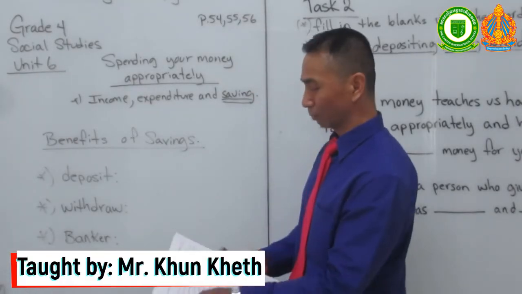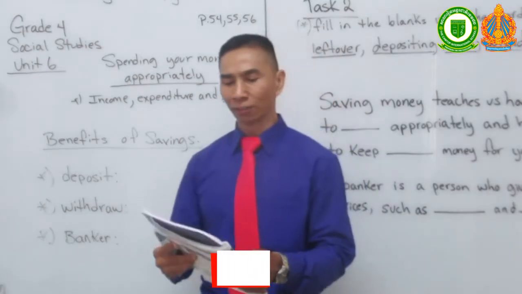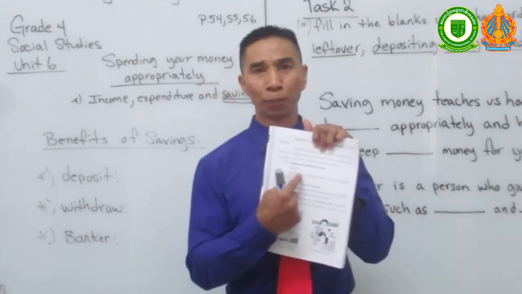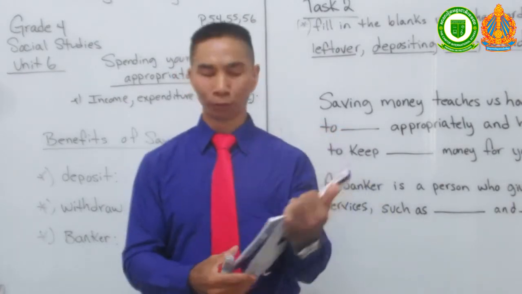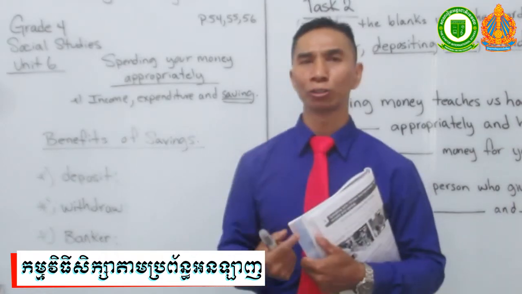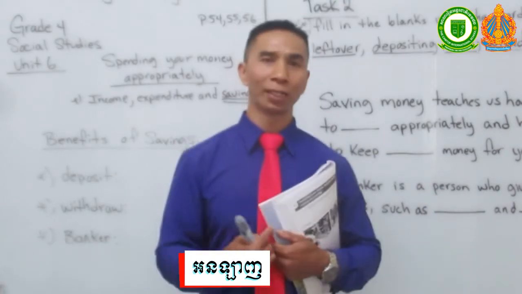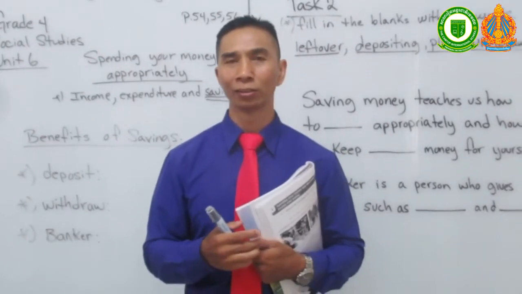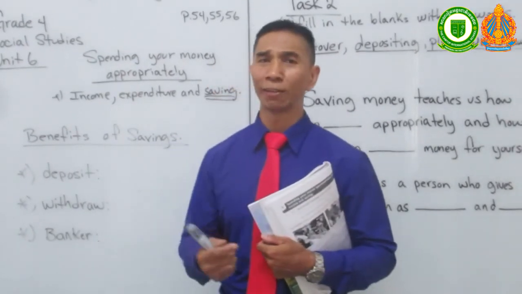Our next task is about the benefits of savings. It's on page 55, unit 3.2. Unit 3.2 talks about the benefits of saving and how to save money. You can either save money at home, in a bank, or in a trust account. There are many ways to save money.